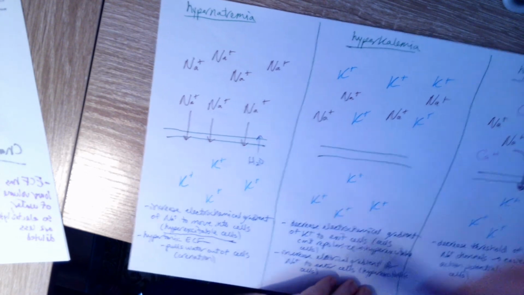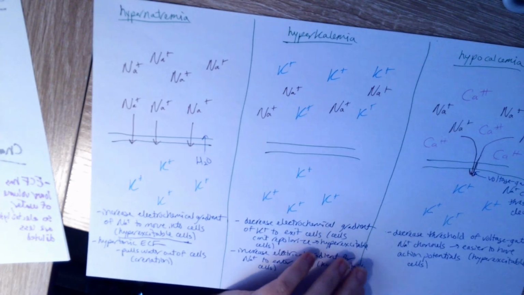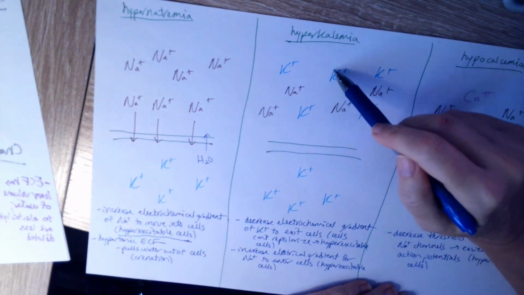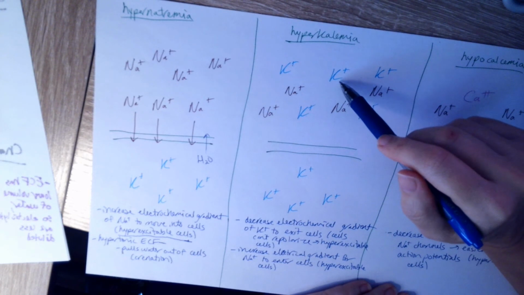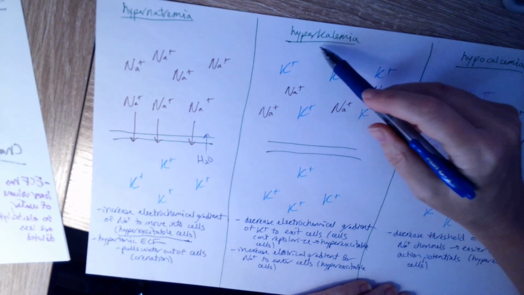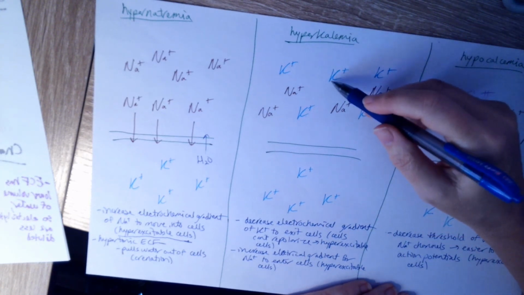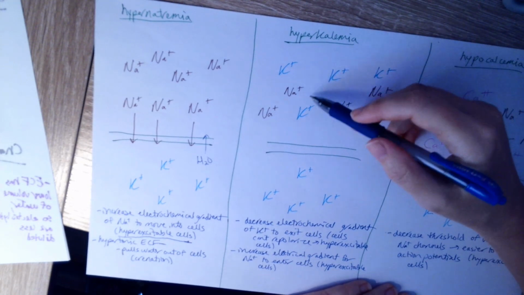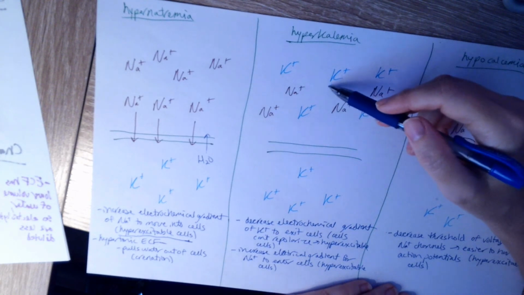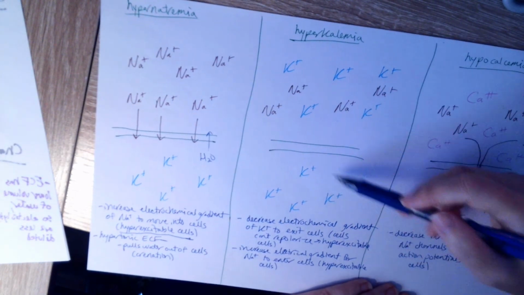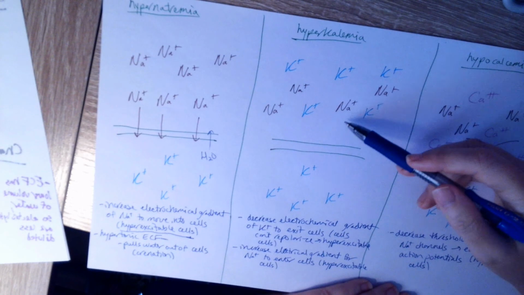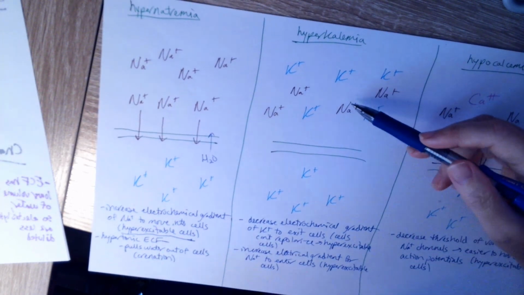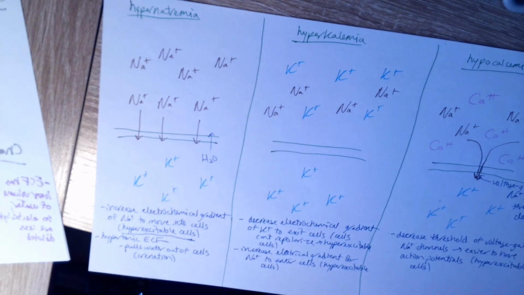Now for hyperkalemia, this is a potassium imbalance. So kalemia, the reason why the chemical symbol for potassium is K is because kalium is the chemical name for potassium in Latin. So in hyperkalemia, you have too much potassium outside of the cell. And remember, normally you just have potassium inside the cell in larger quantity, but in the case of hyperkalemia, you have too much potassium outside the cell, which is not normal.